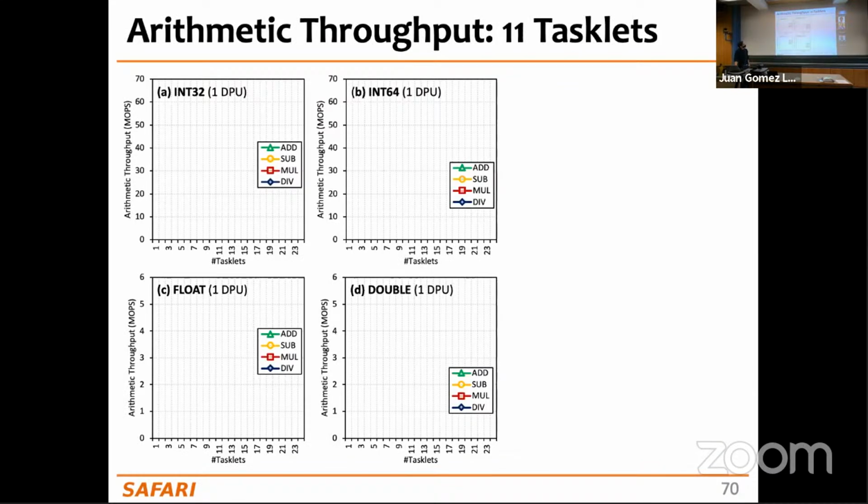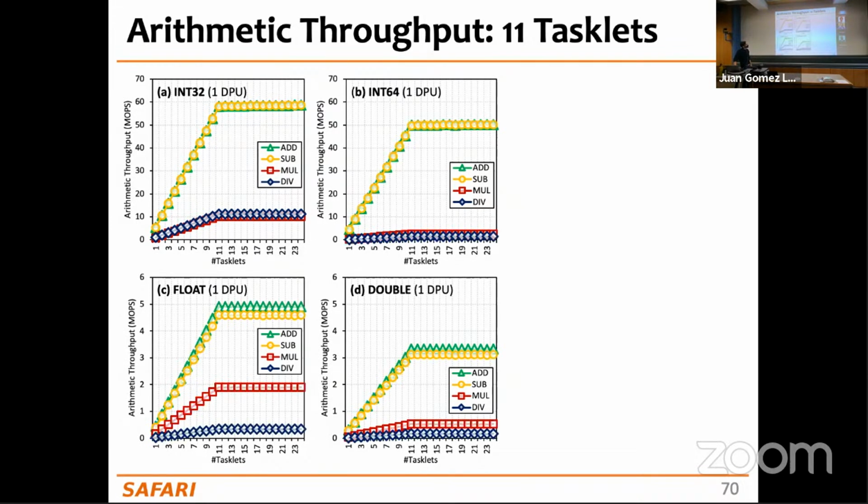And here you can see the results and also the reason why we are going to typically use 11 tasklets or more in our programs. These are arithmetic throughput results for different numbers of tasklets, from 1 to 24. And here you see integer 32, 64, floating point, double, and for different operations, right? So these are addition, subtraction, and then multiplication, division. These are the results for the rest of the data types.